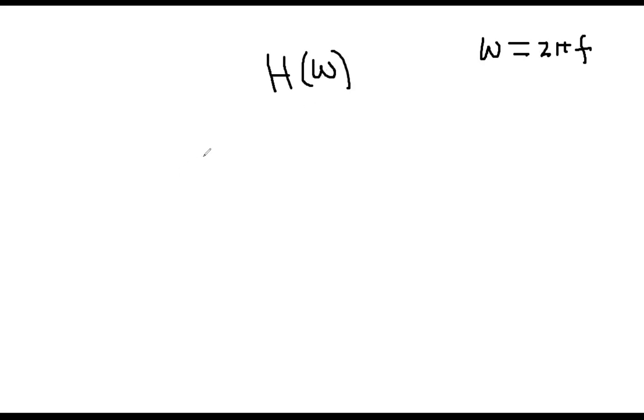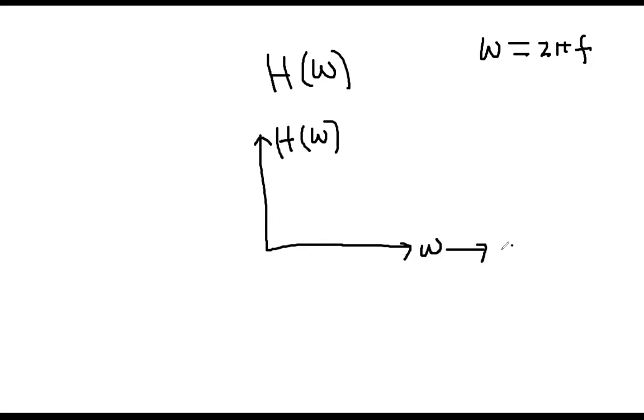Now, for example, you calculated the transfer function for a circuit and then you want to plot it. So in this axis I am plotting the omega, which is proportional to the frequency, and here the transfer function. Now we learned a couple of terms. For example, first we look at the low pass filter.